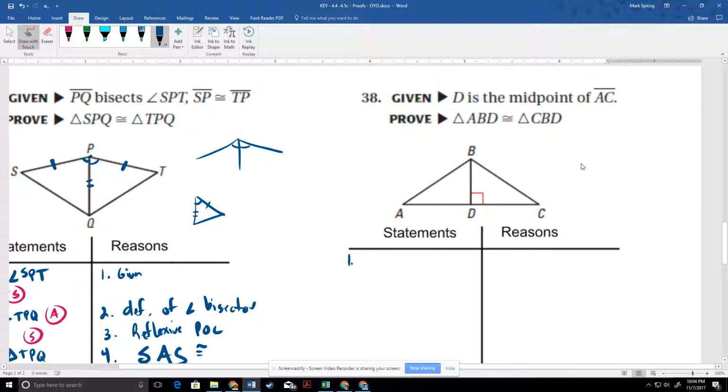All right. So we have a couple pieces of given information. The first one is that D is the midpoint of AC.